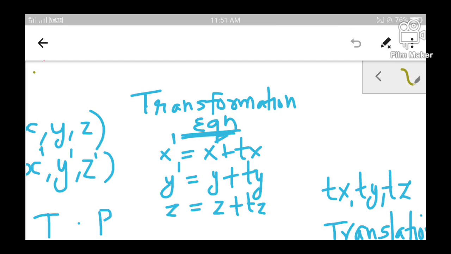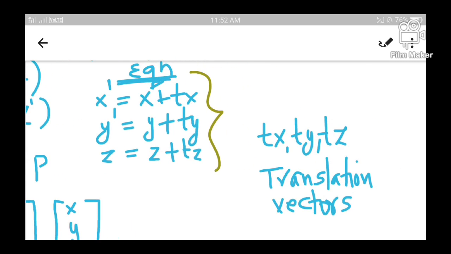In each of these equations, translation vectors are added. And what are the translation vectors? tx, ty and tz are the translation vectors. So typically translation occurs when the translation vectors tx, ty and tz are added to the initial point so as to get the final point. Let us see how the transformation equations for translation can be represented using a matrix. Clear? How these equations can be represented using a matrix.